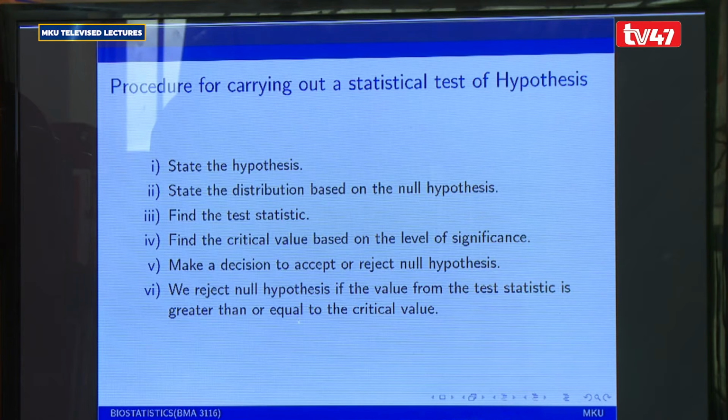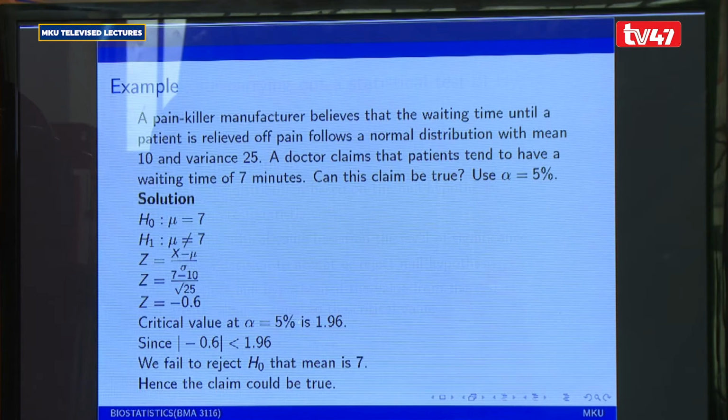That one had been commented on earlier: making a conclusion on a statistical hypothesis is either accepting or rejecting the null. Then we conclude that we reject H0 if the value from the test statistic is greater than or equal to the critical value. We can illustrate that with an example.